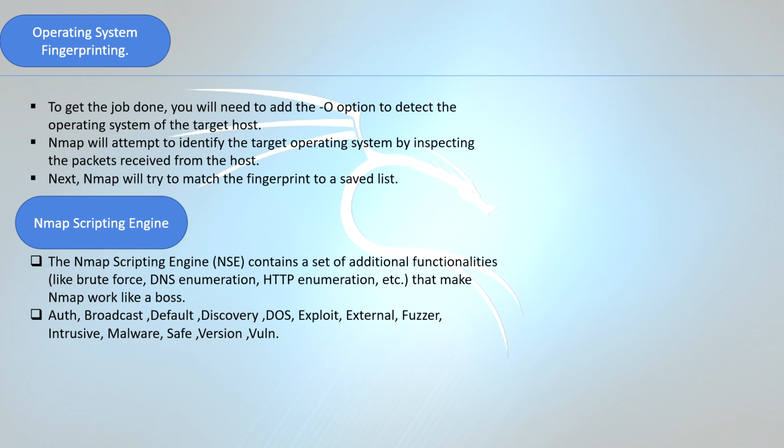Next, the Nmap scripting engine. The Nmap scripting engine contains a set of additional functionalities. It makes Nmap work like a boss. Another is the default discovery, with the external pressure.